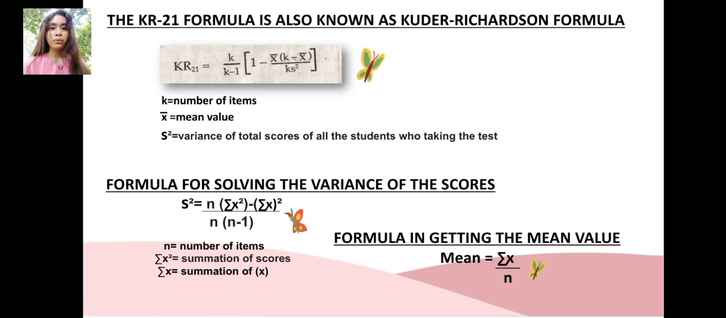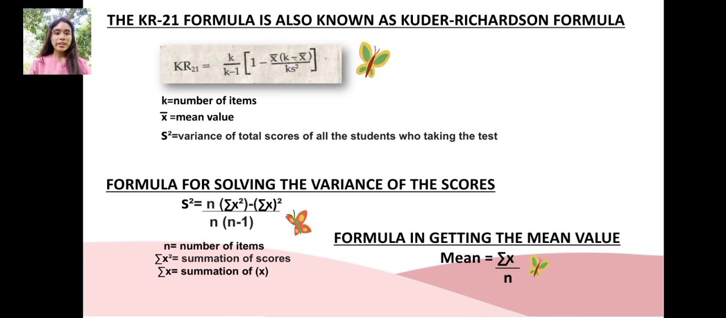So the KR21 formula is equal to K, number of items, over K minus 1, okay? And then one big bracket, 1, negative sign. Let's first emphasize the numerator of the fraction: mean value times K minus mean value, quantity, over K times variance. That is the proper formula of KR21.